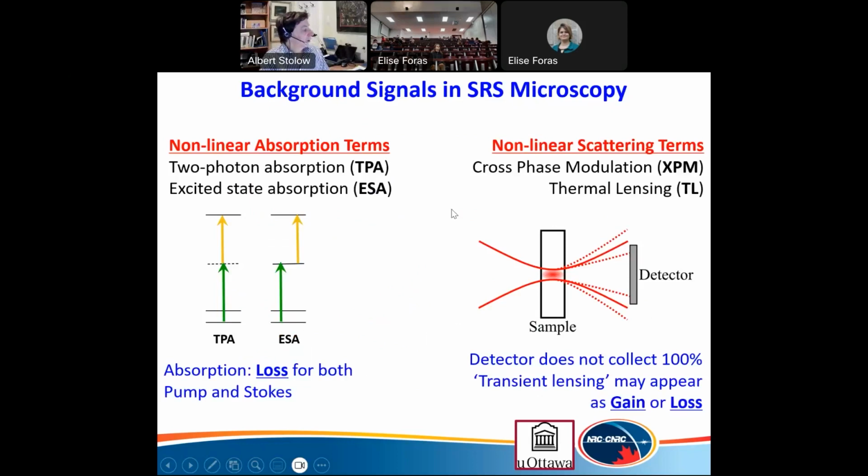So these terms are background signals also in SRS spectroscopy. They're the origin of this bump that I showed you, which reduces our contrast and reduces our selectivity. So we would like to understand these, and if we can understand them, we would like to get rid of them so we can have a more sensitive and more specific microscopy.